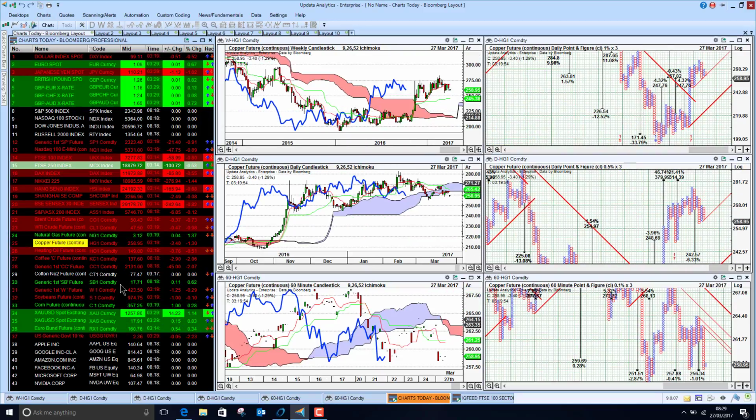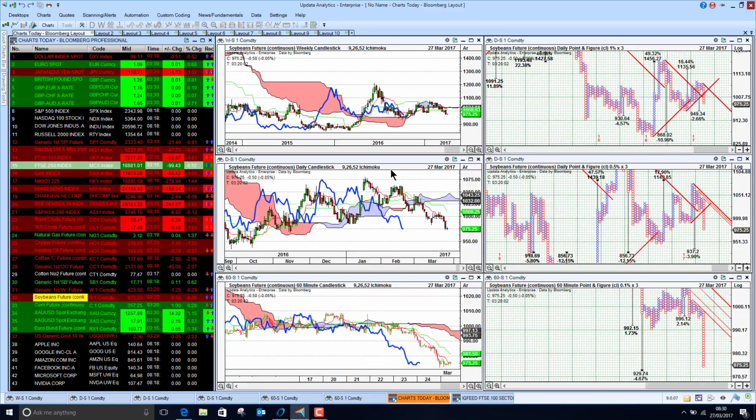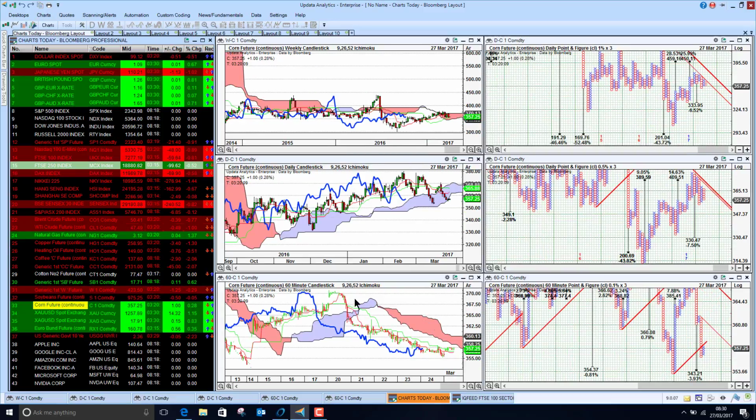Copper has turned bearish, so we're seeing that there. A lot of the softs, we're seeing wheat down below the cloud, long term still bearish. Soybeans, again, very bearish picture here, turning bearish on the weekly. Corn, again, bearish on the long and short term charts.